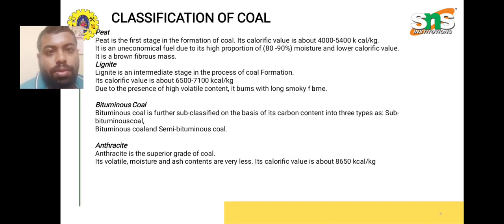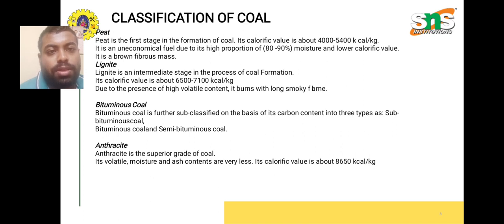Classification of coal. Peat. It is the first stage in the formation of coal. Its calorific value is about 4000 to 5400 kilocalories per kilogram. It is an uneconomical fuel due to its high proportion of 80 to 90% moisture and low calorific value. It is a brown fibrous mass. Lignite. Lignite is an intermediate stage in the process of coal formation. Its calorific value is about 6500 to 7100 kilocalories per kilogram. Due to the presence of high volatile content, it burns with a long smoky flame.